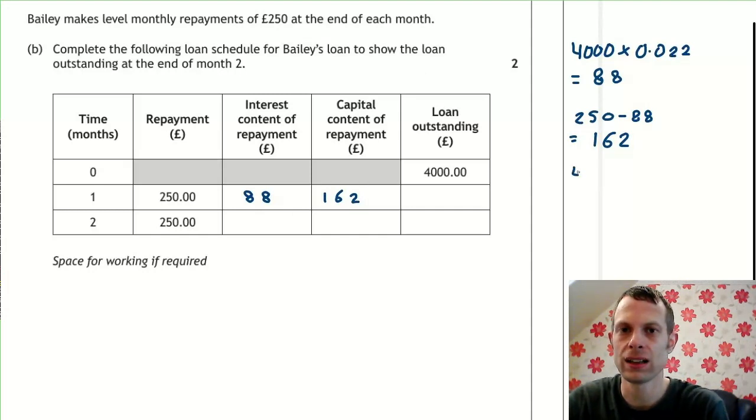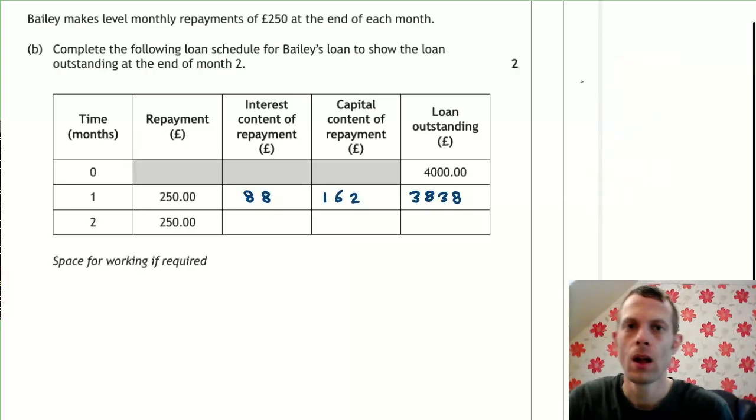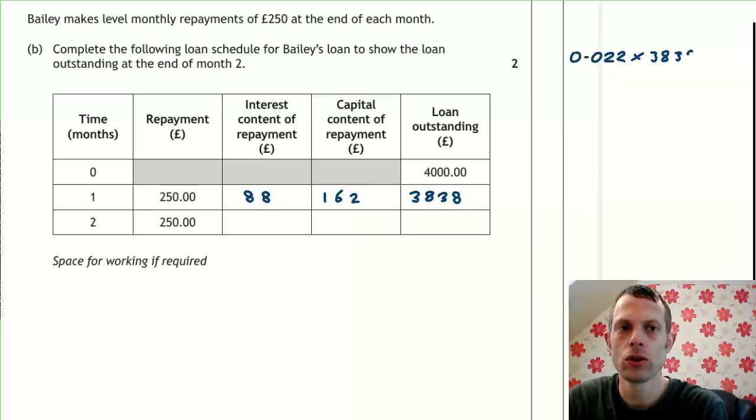Finally, the new balance at the end of 1 month will be the previous balance, the 4,000, minus the capital content, 162. So that's £3,838 is the new balance. We do all this again for the second month. We calculate 2.2% of the previous balance, £3,838, which now gives us £84.44. I've rounded that amount to the nearest penny.